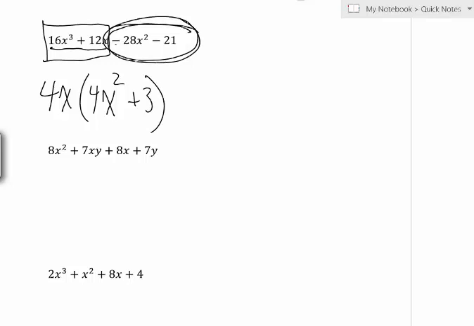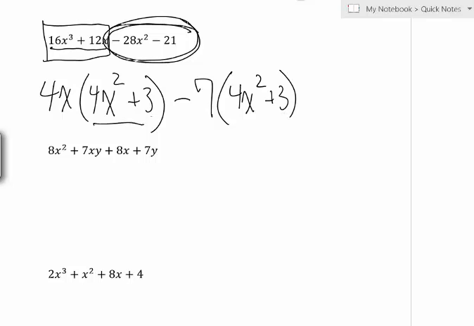First thing I notice is that this first piece here is negative. So whatever number I'm going to take out, I'm going to take a negative number out. Between 28 and 21, the one number that's common to both of them is the number 7. So negative 7 goes into negative 28, 4x squared. Negative 7 goes into negative 21 a positive 3 times.